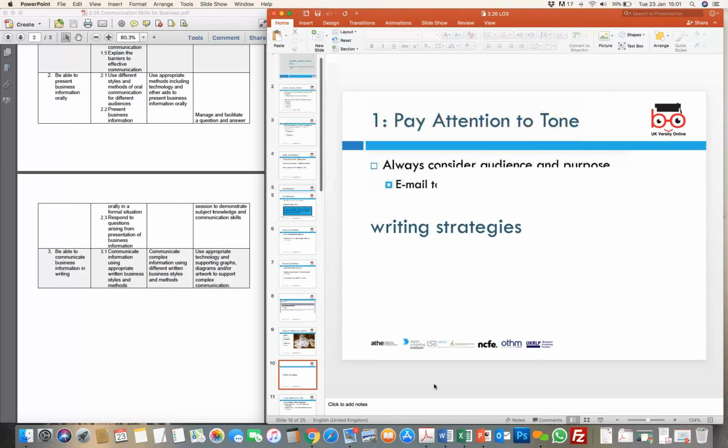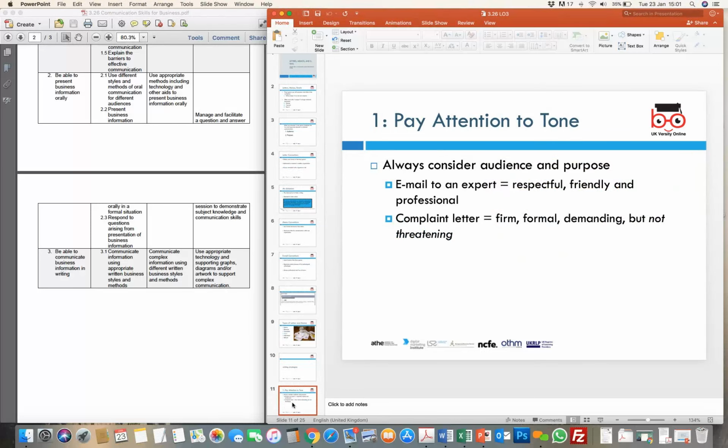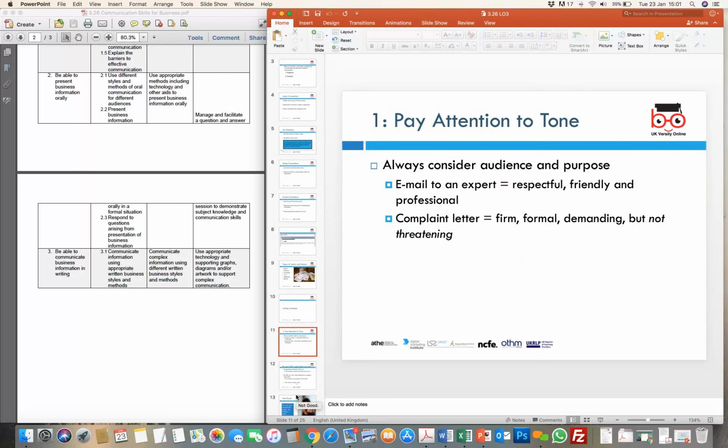So let's look at some of the things we incorporate on a day-to-day basis when we look at sending or writing formal communication using written mediums. When we want to convey some message or information, we need to always consider the audience and the purpose of why we are writing. Depending on who you're writing to and what the message is, sometimes you have to be respectful, friendly, and professional. Sometimes, if you're writing a complaint email, you have to be firm, formal, and demanding, but not threatening. These are the things we look at when paying attention to tone.